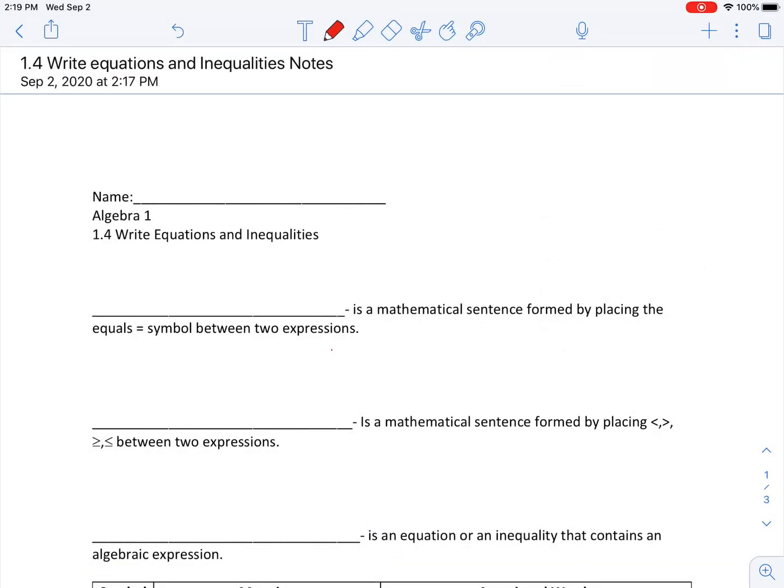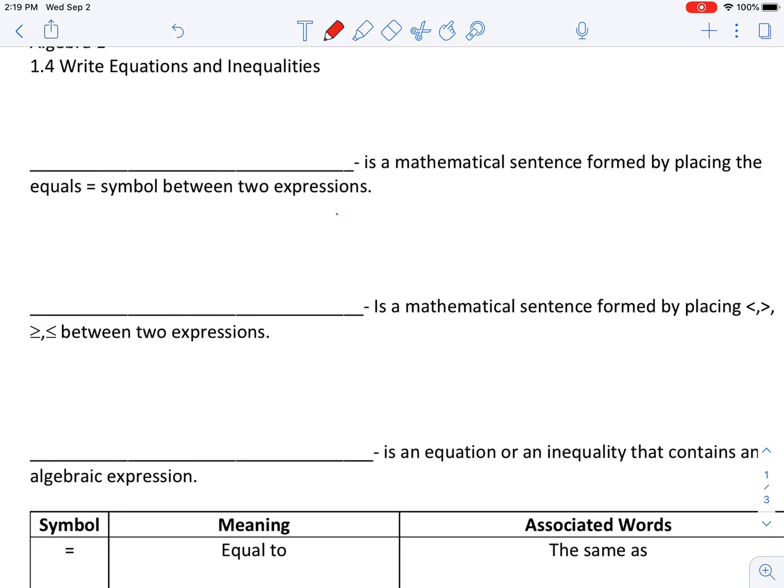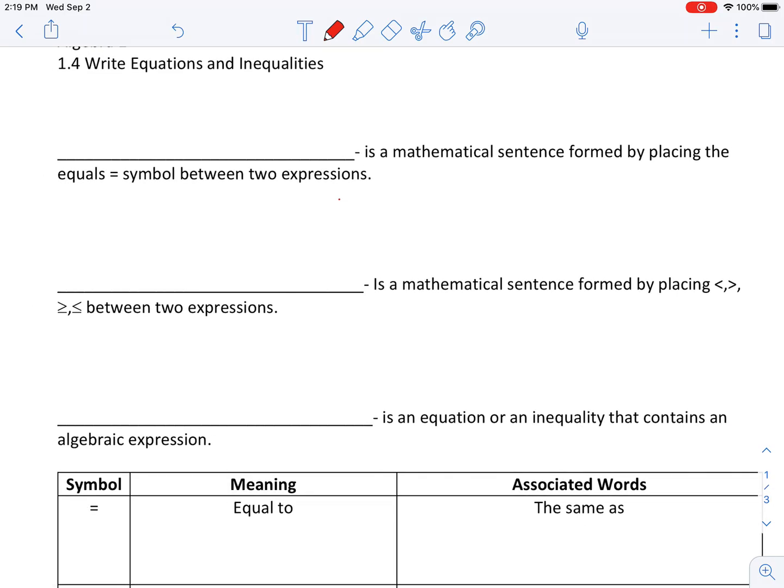Today's lesson is 1.4, writing equations and inequalities. All right, to start, we've got a couple definitions. The first one being blank is a mathematical sentence formed by placing an equals symbol in between two expressions, and that is obviously an equation. Equation has the root equa in it, which means equals, so that's a very clear indication that when you have an equal sign, it is an equation.